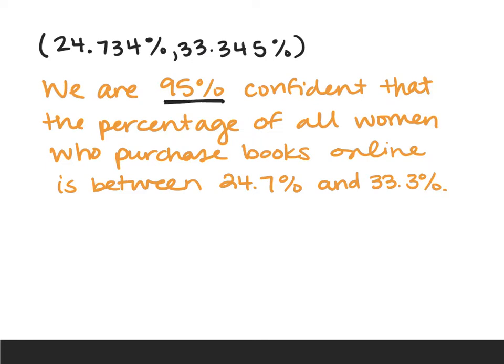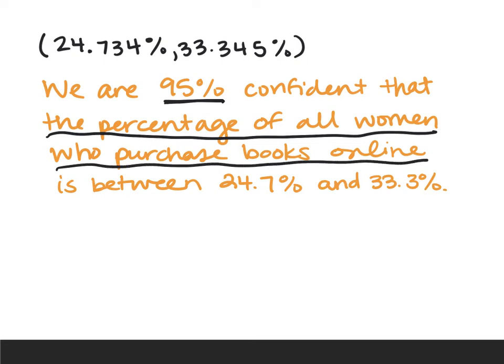So really, our confidence level is going to go in there. We are blank percent confident. This could be 95%, 99%, 90%. Whatever confidence level you use to calculate the interval, that's the confidence level that goes into our interpretation. So we're 95% confident that, and I want to use the context of the problem so that my interpretation is in context.